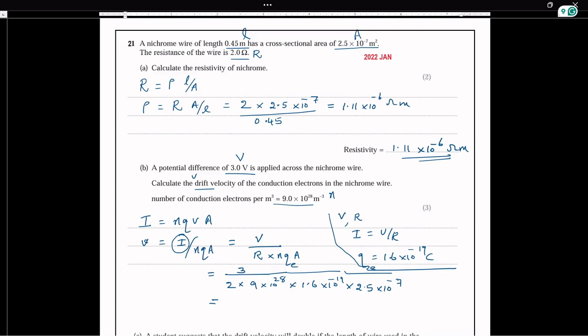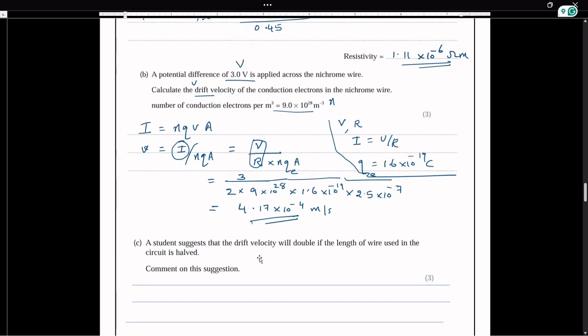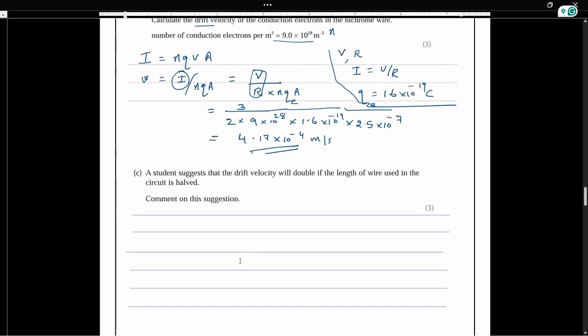So the total value is 4.17 times 10 to the power of minus 4 meters per second. V over R is taken as I. This is the value of the drift velocity. That was a direct question. Now let us move on to the next part of the question.